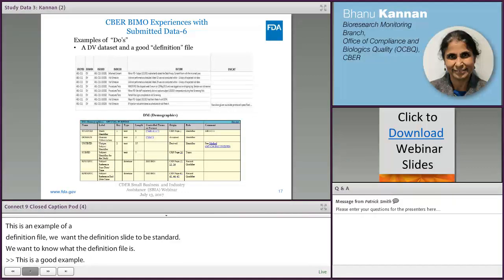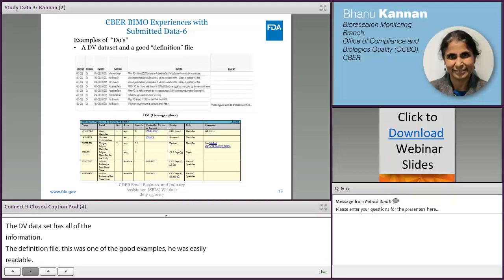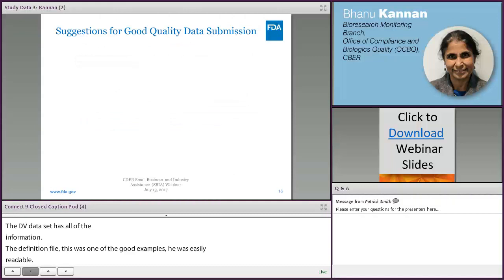And the definition file, this was one of the good examples wherein we could easily go to the particular definition file. We know which case report form page we have to refer to. So this was an excellent example of the definition file we received.